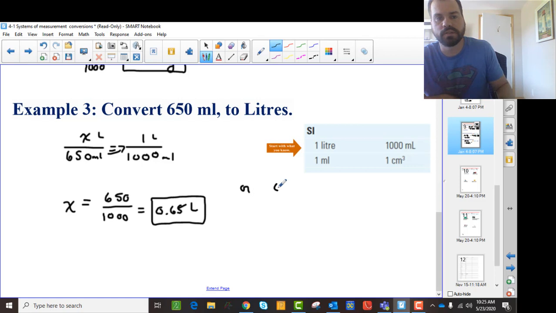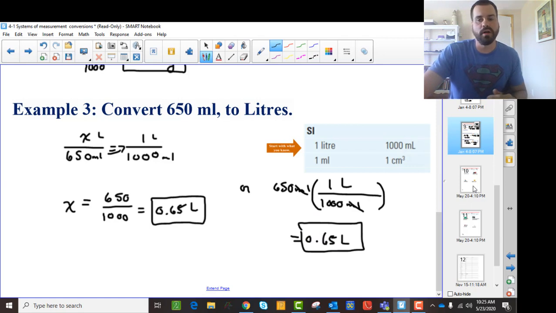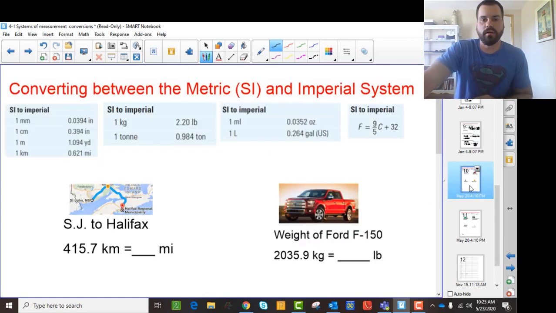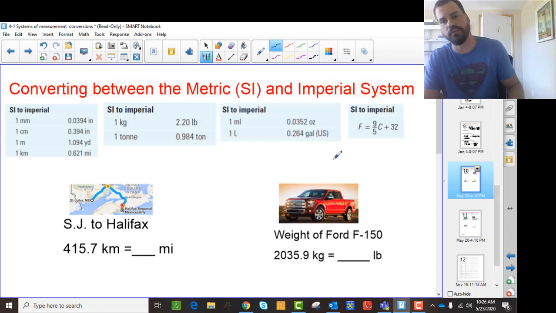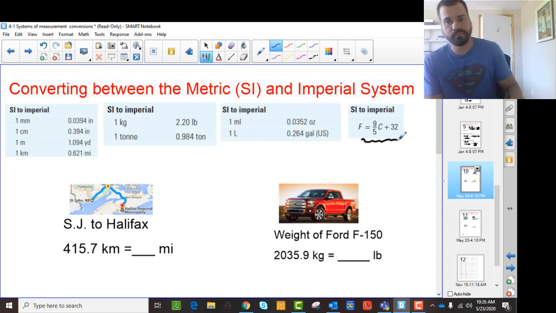Or again, 650 milliliters. We put the milliliters on the bottom, so 1,000 milliliters, and we put the liters on the top. If you divide those, you get 0.65 liters. And it doesn't matter what you're converting, that's the methodology. So let's just try a few of these. The only one that's weird is the Fahrenheit Celsius calculation, so we'll look at that in a little more detail.